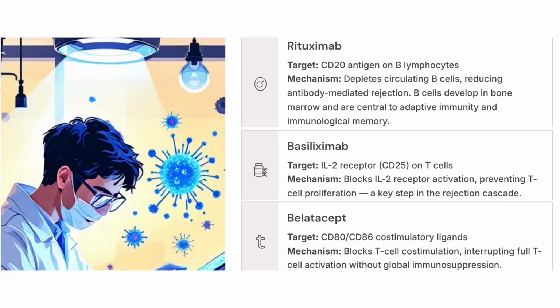Basiliximab. Target: IL-2 receptor CD25 on T cells. Mechanism: blocks IL-2 receptor activation, preventing T cell proliferation, a key step in the rejection cascade. Belatacept. Target: CD80/CD86 costimulatory ligands. Mechanism: blocks T cell costimulation, interrupting full T cell activation without global immunosuppression.